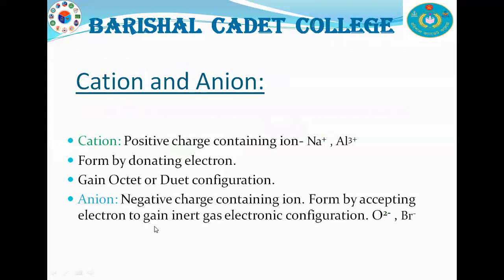Cation: by releasing an electron, an atom gains positive charge. The positive charge containing ion is called cation. Suppose sodium ion, aluminium ion, and they gain octet or duet electronic configuration. Anion: by accepting electrons, atoms gain the electronic configuration of the nearest inert gas and gain negative charge. A negative charge containing ion is called anion.